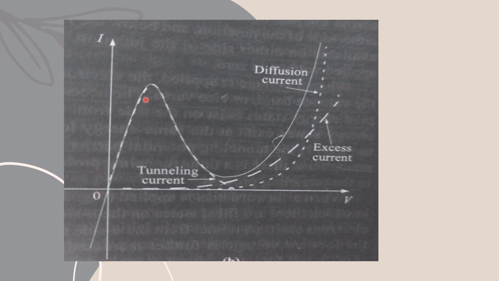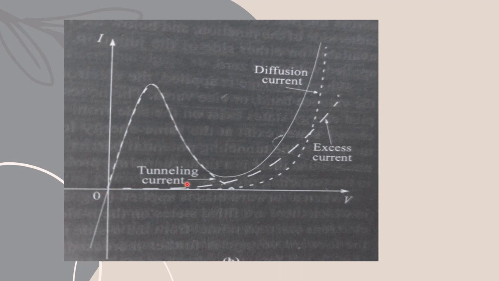And this is the forward direction biasing current, and this is the reverse biasing current. If we divide these static characteristics, we get the three resultant current components. One is band-to-band tunneling current, another is excess current, and the other one is diffusion current.